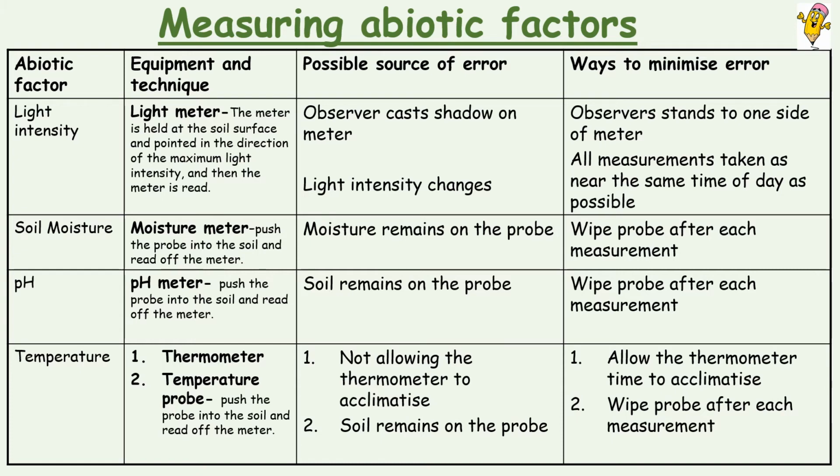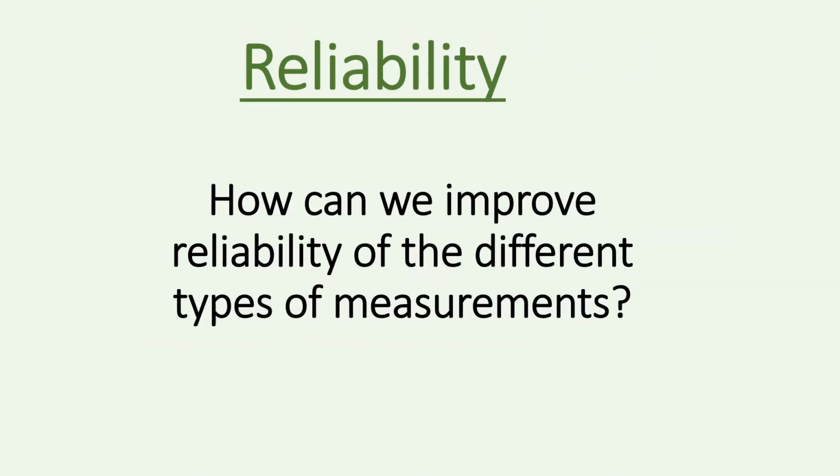Well done if you managed to get that correct. If not, then make sure you go over this table and memorise it, because it summarises all of the abiotic factors and the possible sources of error and the ways to minimise the error, and that is all common SQA exam questions. So any question on reliability, such as how can we improve the reliability of different types of measurements, anytime you see the word reliable, you need to answer the same way.